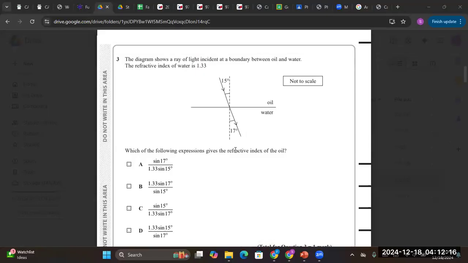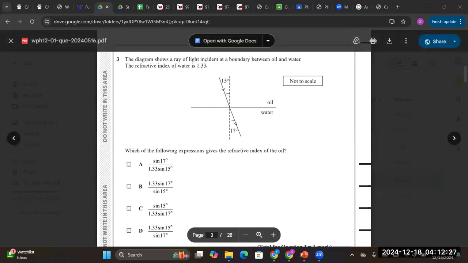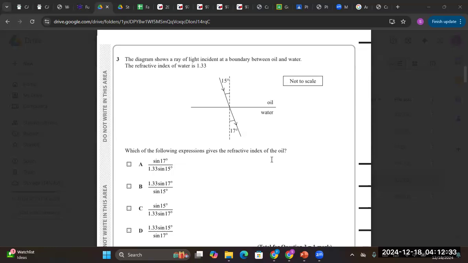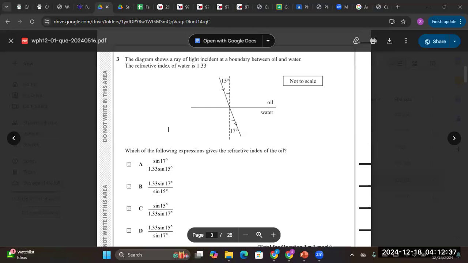All right. So our question says the diagram shows a ray of light incident at a boundary between oil and water. The refractive index of water is 1.33. Which of the following expressions gives the refractive index of the oil? So you have to figure out, Laiba, which of these will give you the refractive index of the oil. You have the refractive index of the water.